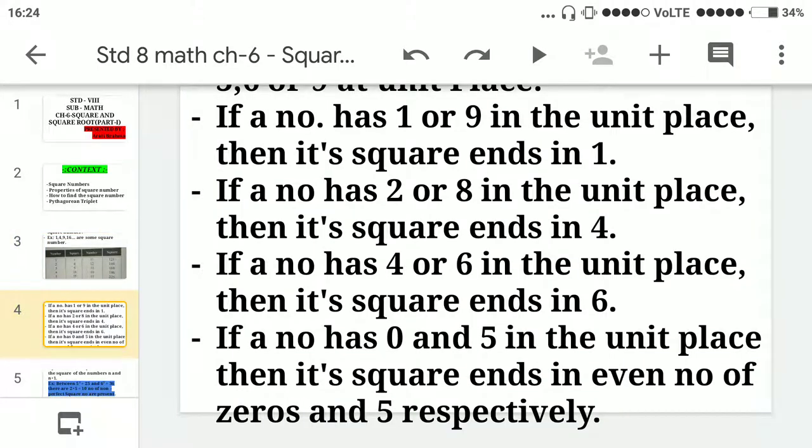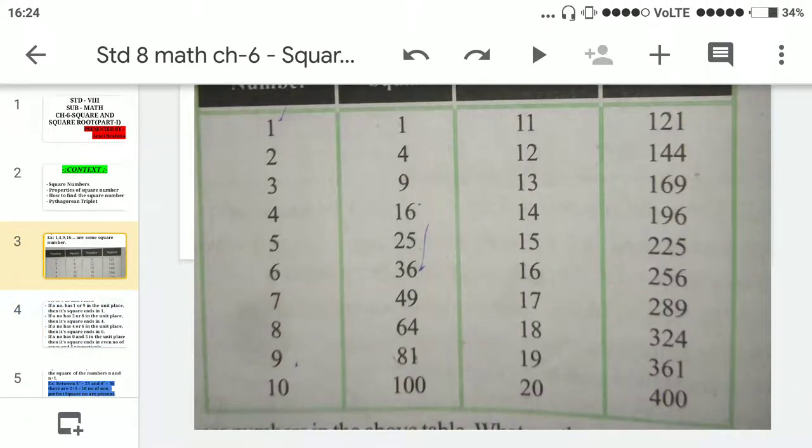Then if a number has 0 or 5 in the unit place, then its square ends in an even number of 0s and 5 respectively. We can see here that 5 is there, it is 25, and 10 is there, its square has two 0s. In this case 15 is there, it is 225, and 20 is there, it is 400. That means the unit place ends with 5 or an even number of 0s. In 100 there are two 0s, in 400 there are also two 0s. So there is an even number of zeros present.